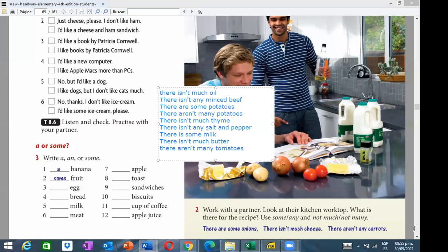Ok, no tienen mucho, pero tienen unos dos. Entonces, no tienen muchos, right? There aren't many tomatoes. What about carrot? Okay, we have the example. There aren't any carrots, right?